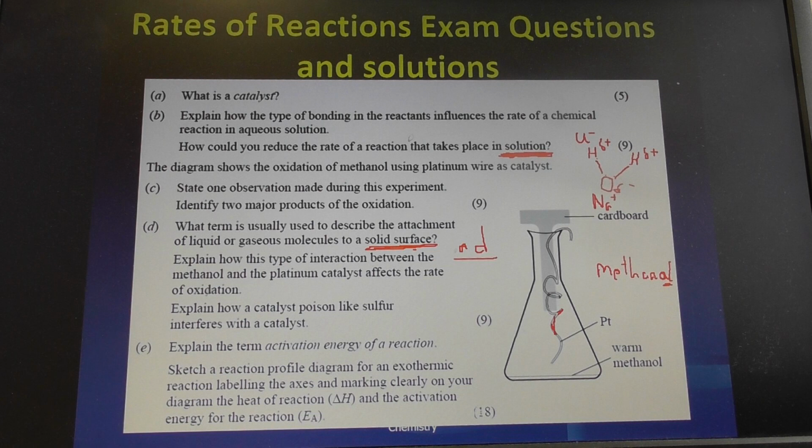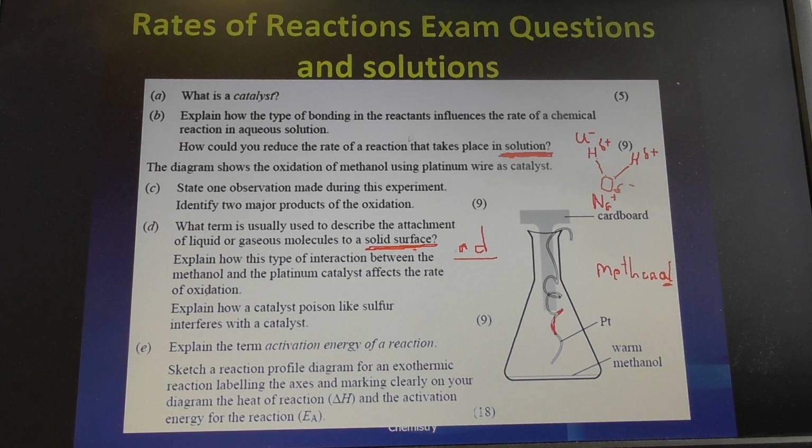Explain how this type of interaction between the methanol and platinum affects the rate of the oxidation. Effectively, what will happen is the bonds in the methanol are weakened. That's essentially what happens, and because they're weakened, this lowers the activation energy, and therefore the reaction can occur more quickly. That's probably the easiest and the shortest way of saying that.